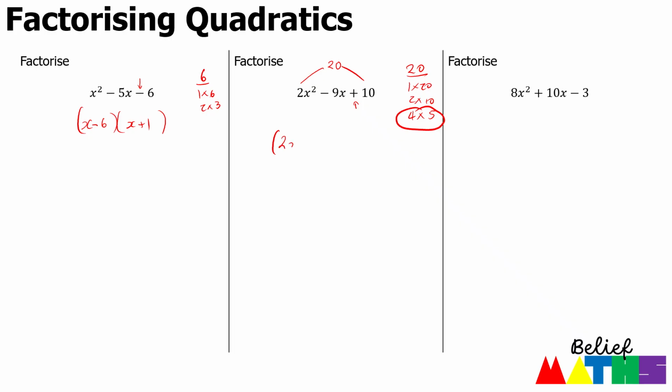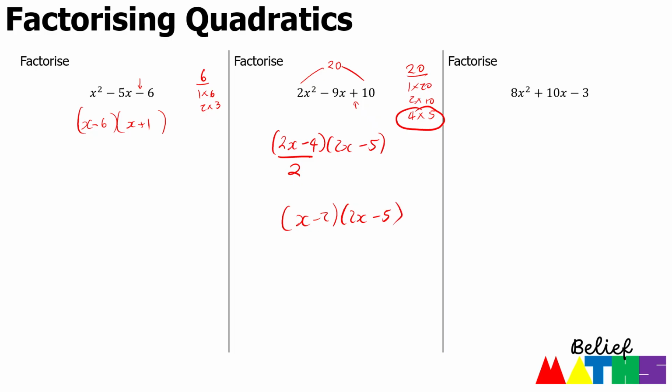Now I've got 2x minus 4 and 2x minus 5. Now that doesn't work because 2x times 2x is 4x squared. So I need to divide one of my brackets by 2, which gives me x minus 2 and 2x minus 5.